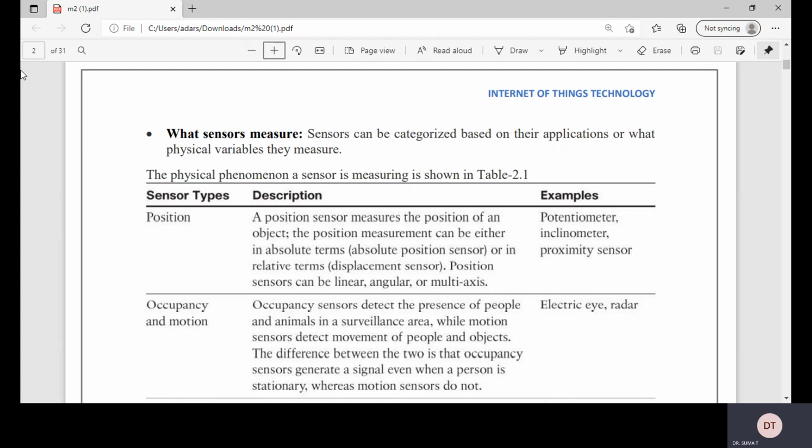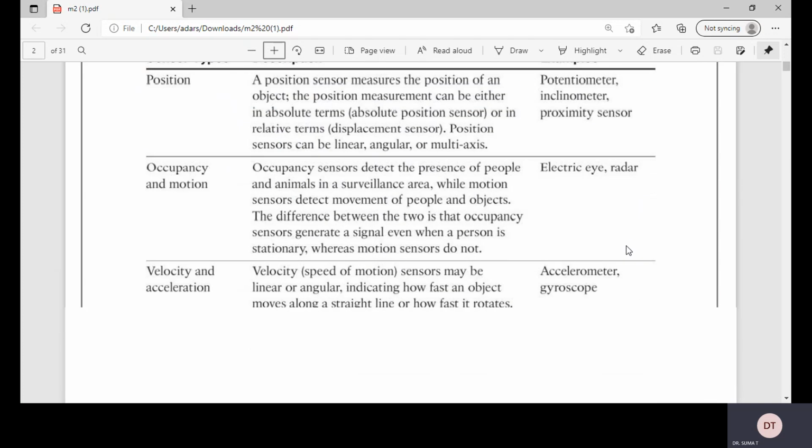Take sensor type, description, and an example. Based on the positions we measure, we have the sensor type. A position sensor measures the position of an object. For example, the position measurement can be either in absolute terms, which uses some absolute scale, or in relative terms, a displacement sensor. A position sensor can be linear, angular, or multi-axis. Examples are potentiometer, inclinometer, proximity sensor.